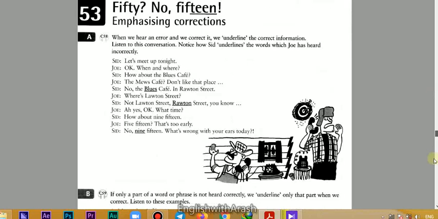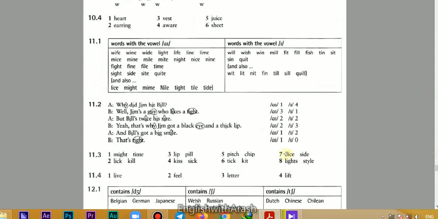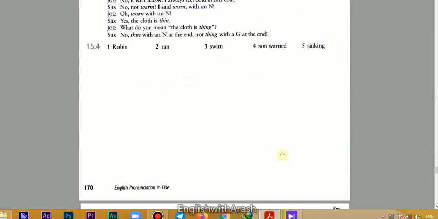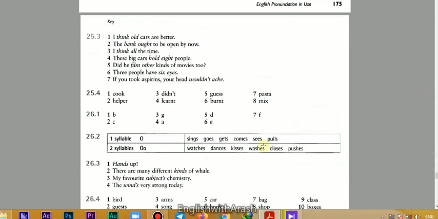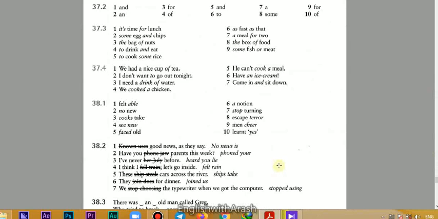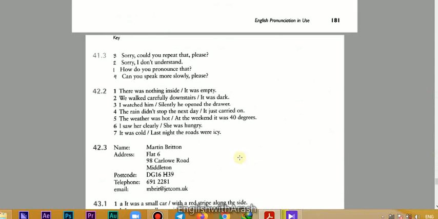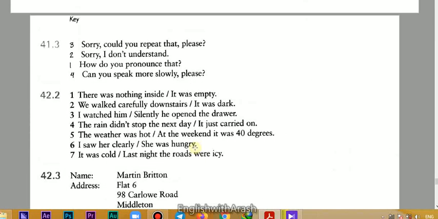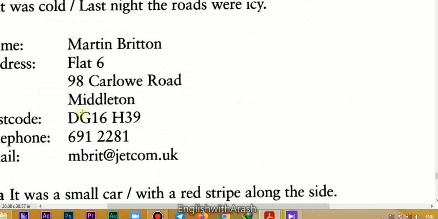Unit 42. Let's see. 42. So 42, I think the answers are here. Model 10, Reza says. Okay, let's check that. That was close. Middleton. I heard middle, but it's like Middleton. So that's the one we were looking for. Middleton.